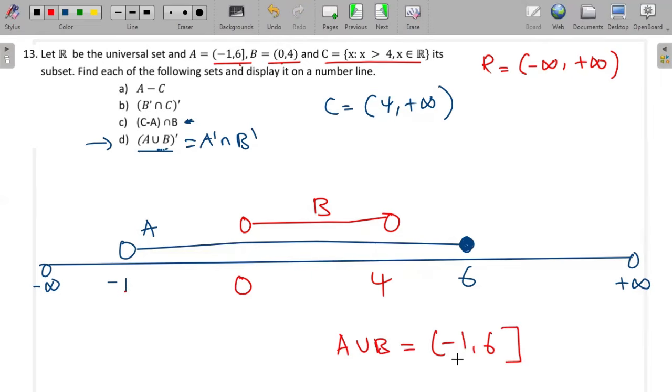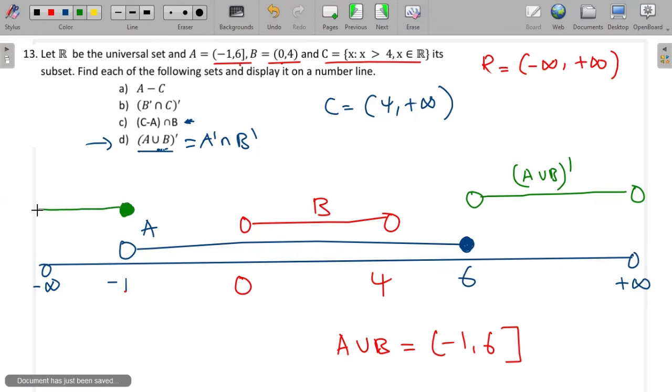And then from here now, we find the complement of this. So the complement of this union will be what? Will be starting from here. So the 6 is in the A union B, so it won't be in the complement. So this will be A union B complement, the first part. The other one will start here. So the minus 1 is not in the A union B, so it should be in their complement. So I shade there, and then I go here. This will be the second part.